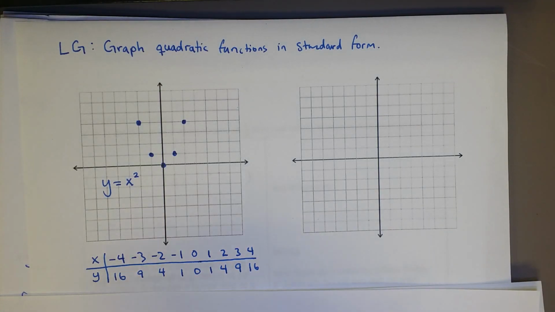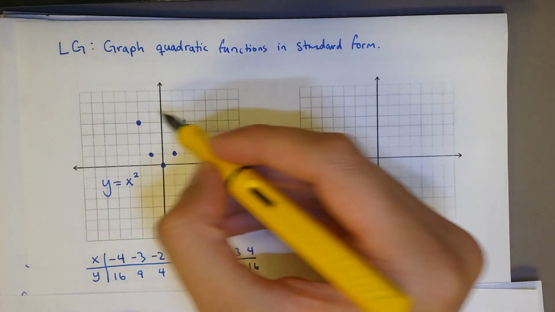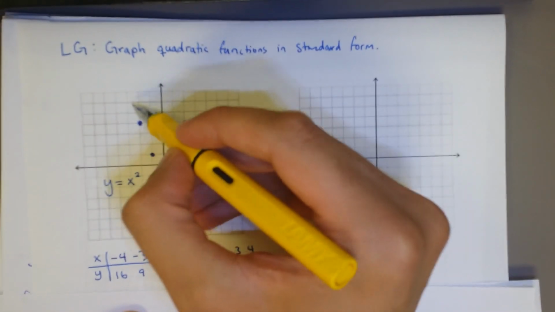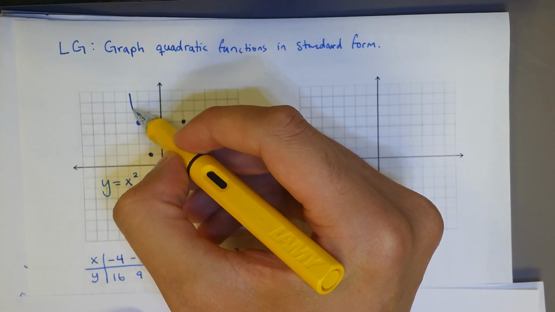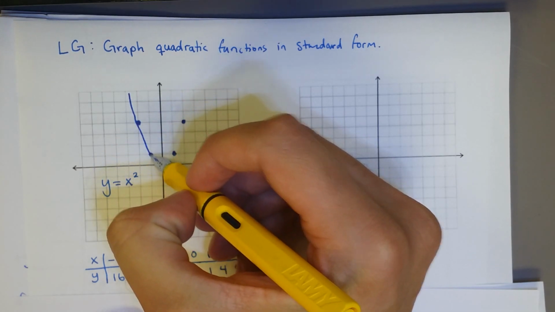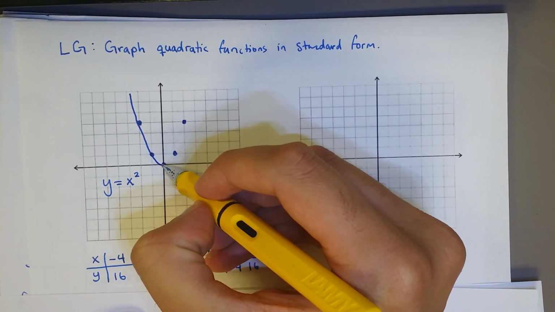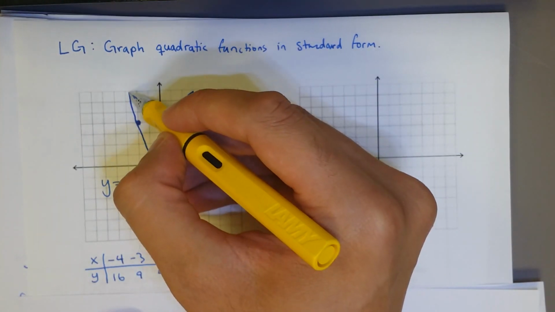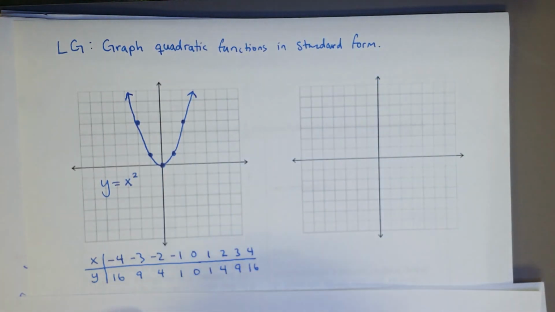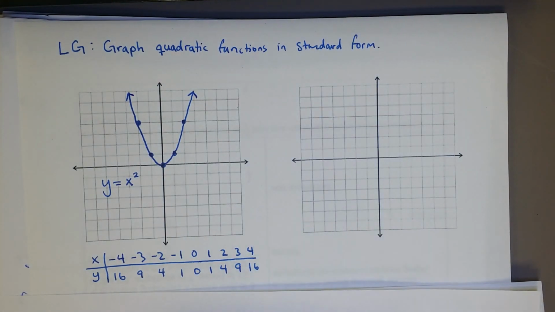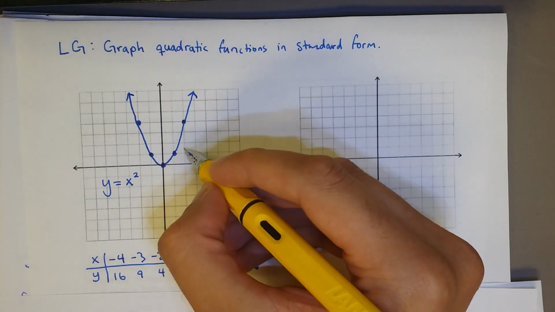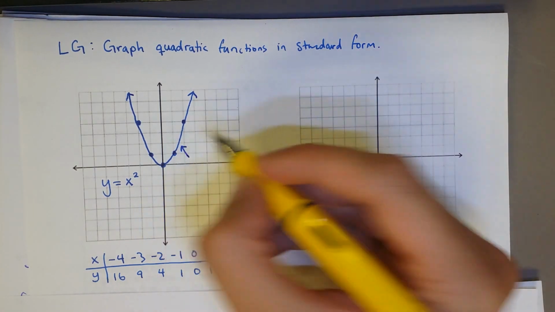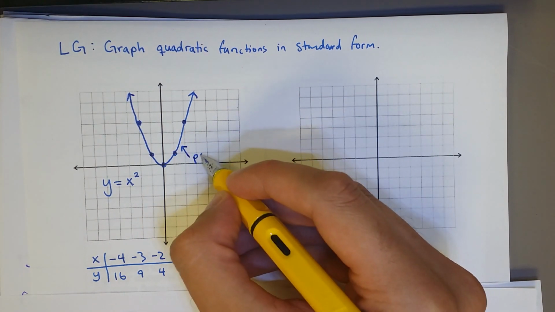Okay, so I'm going to sketch the graph by connecting these points, and we're going to see that the function should look something like this. I'm going to put arrows on the ends because the function's not bounded, and the graph of this quadratic function is called a parabola.